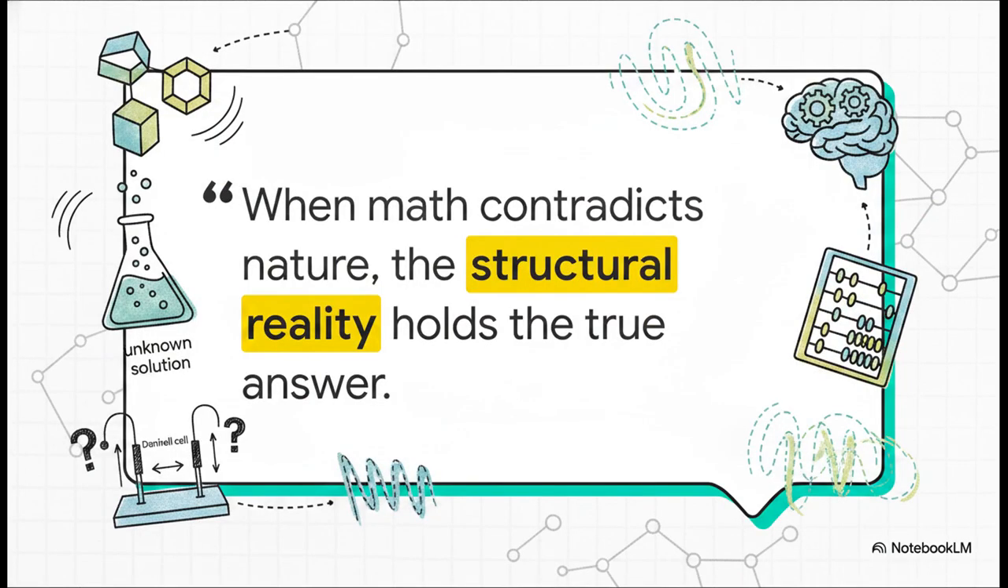Which brings us to our final thought. Whether we're hunting for unknown solutions or calculating valencies, blind math is never enough. When simple math contradicts the rules of nature, the structural reality of the molecule always holds the true answer. It really makes you wonder, what other established mathematical formulas in science are currently hiding a physical truth we just haven't visualized yet?